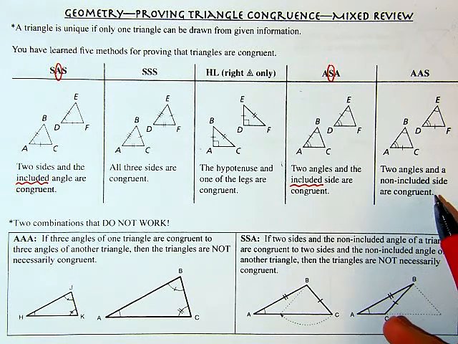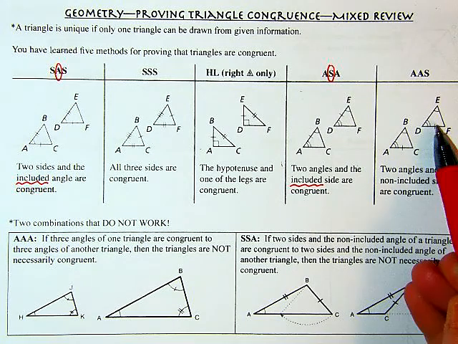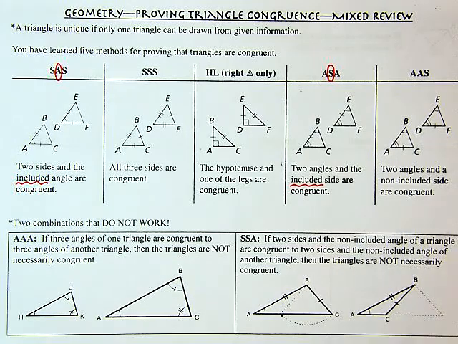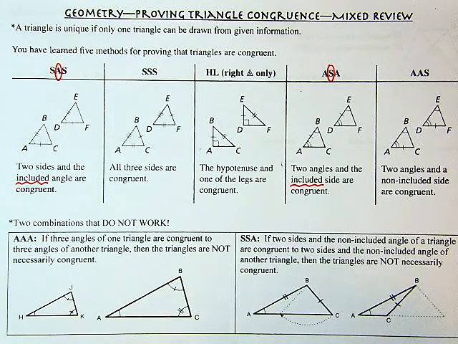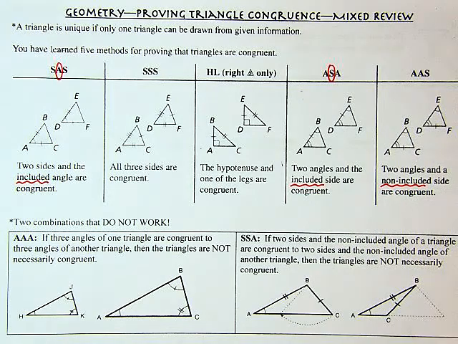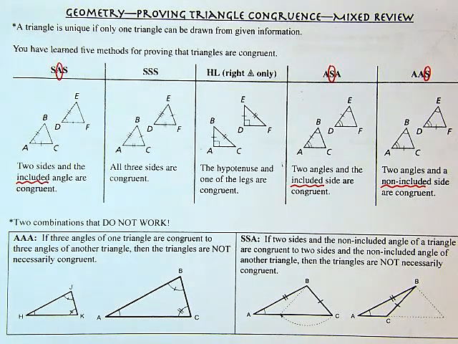Okay, and then over here, it really doesn't matter where that side is. If we know 2 angles here, these sides here, they're the non-included sides. So with angle, angle, side, it can be 2 angles and a non-included pair of sides that make the triangles congruent. Okay, so again, those are the 5 methods that we've learned so far.